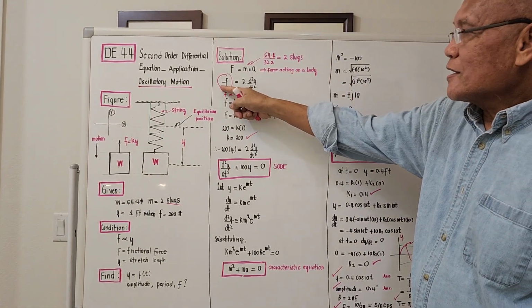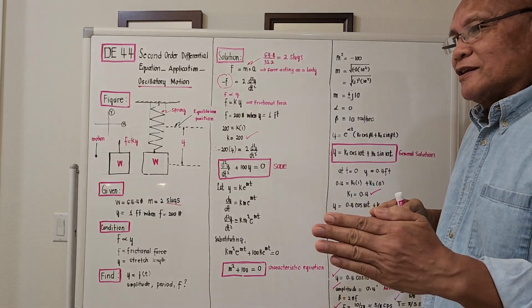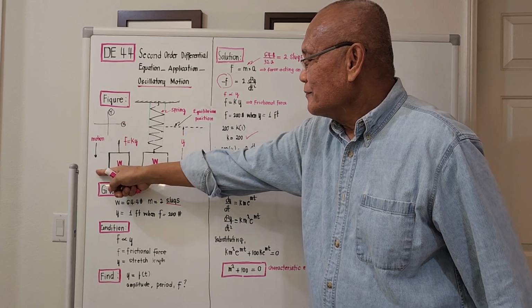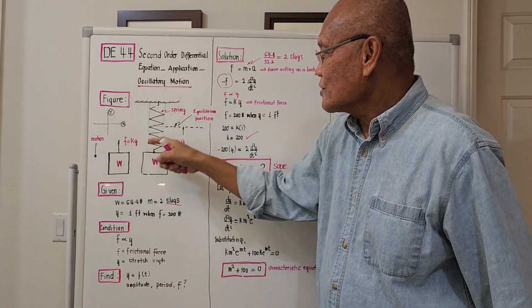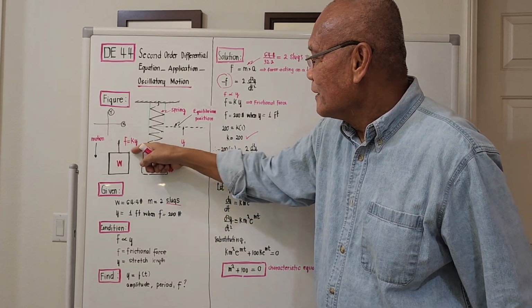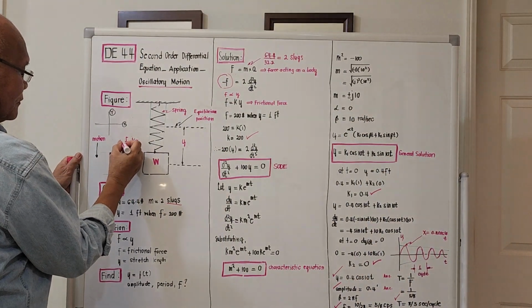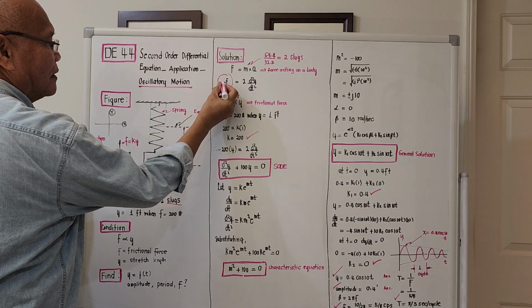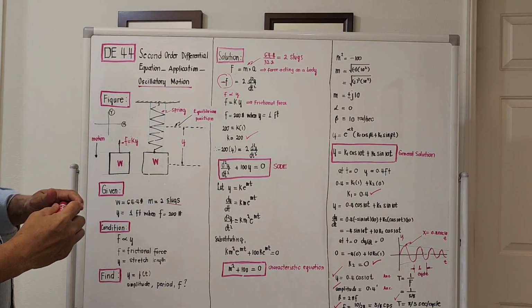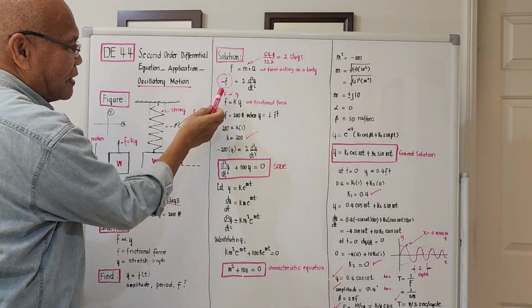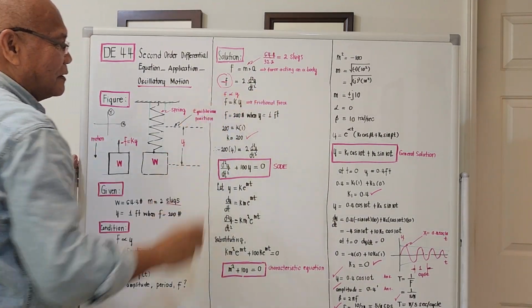We place the negative sign because it is opposite the direction of motion. So if the motion is downward, the contradicting force due to the spring is actually f, and this should have a negative value. That's why this is negative. Okay, let's stop for a moment. Let's compute for the value of f.